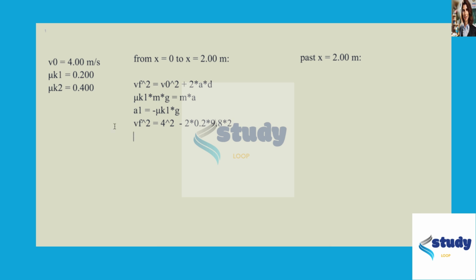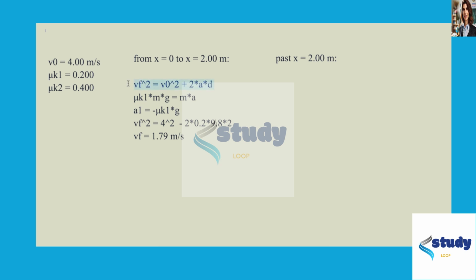To solve for VF, we take the square root of this side, and plugging in everything, we get that VF is equal to 1.79 meters per second. So from this first rough patch, the velocity has slowed from 4 meters per second all the way down to 1.79 meters per second. Since the second patch is even rougher, it's going to slow down even more, which means it's really just going to come to a stop. So we know that past x equals 2 meters, it's just going to be slowing down to a stop.